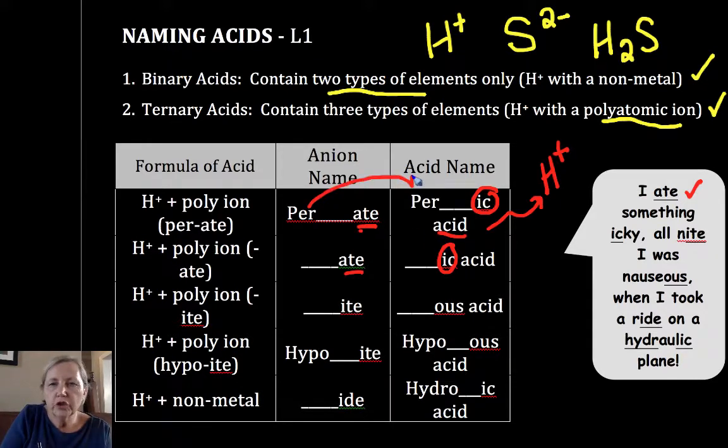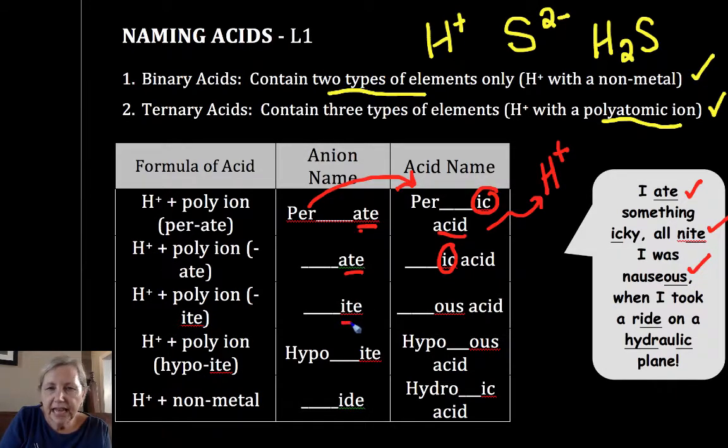Notice we do not drop that prefix there. We only change the suffix. So per-ate becomes per-ic acid. Ate becomes ic. So I ate something icky. All night I was nauseous.